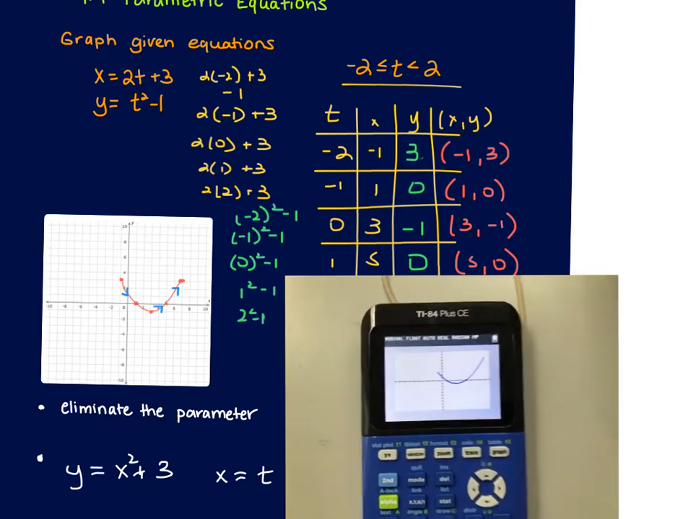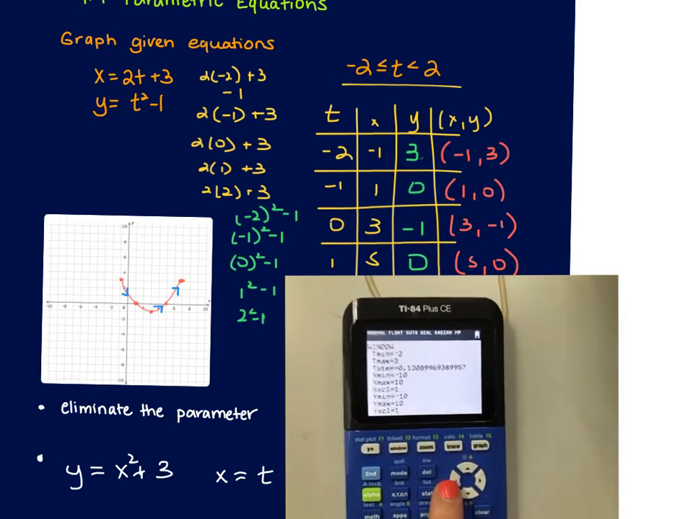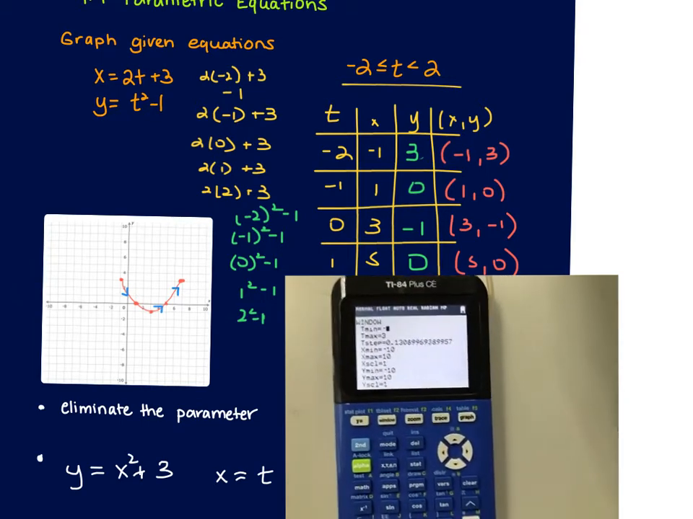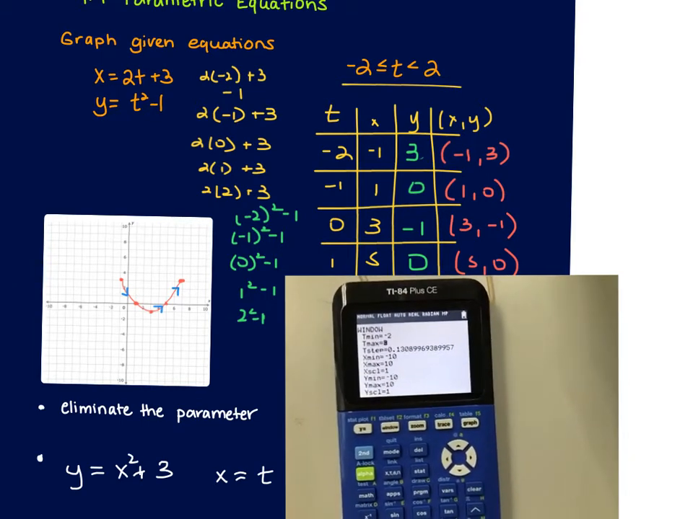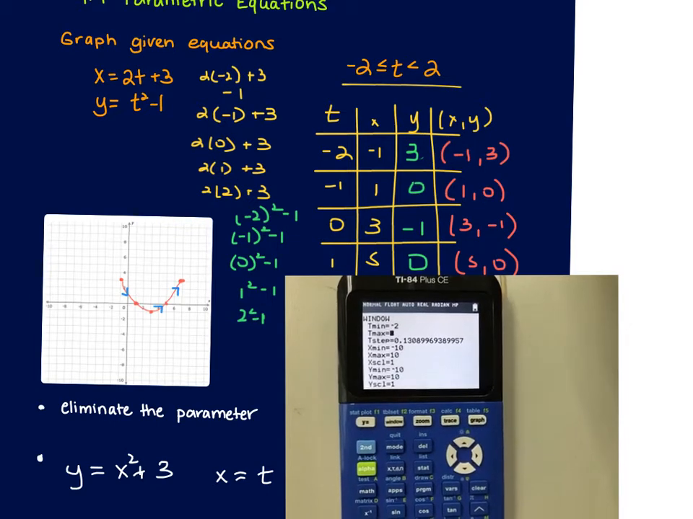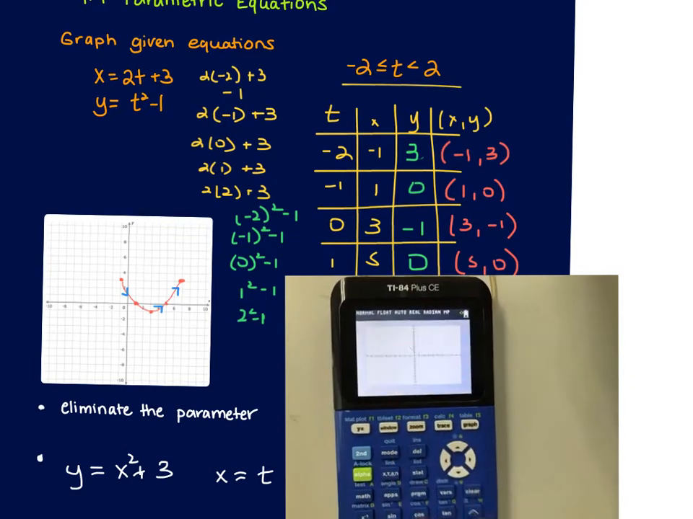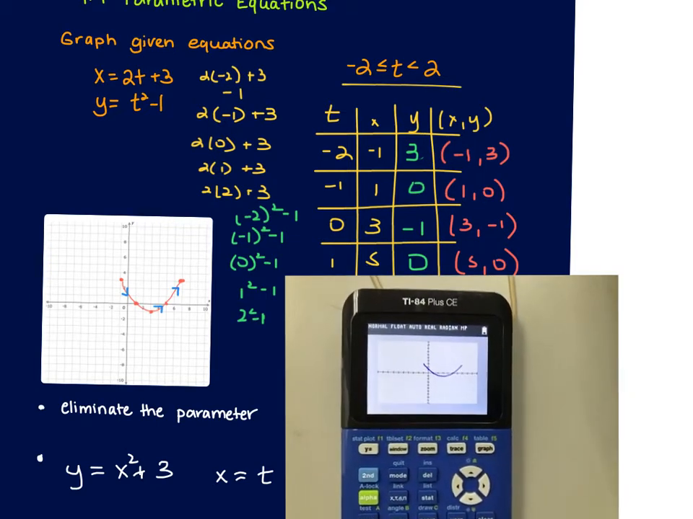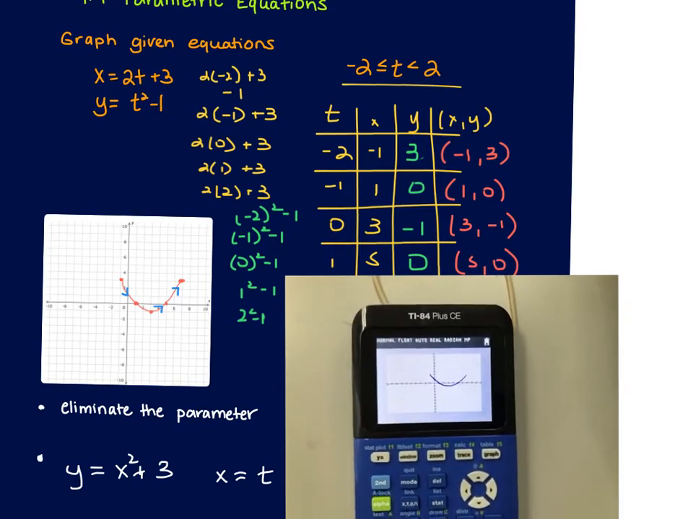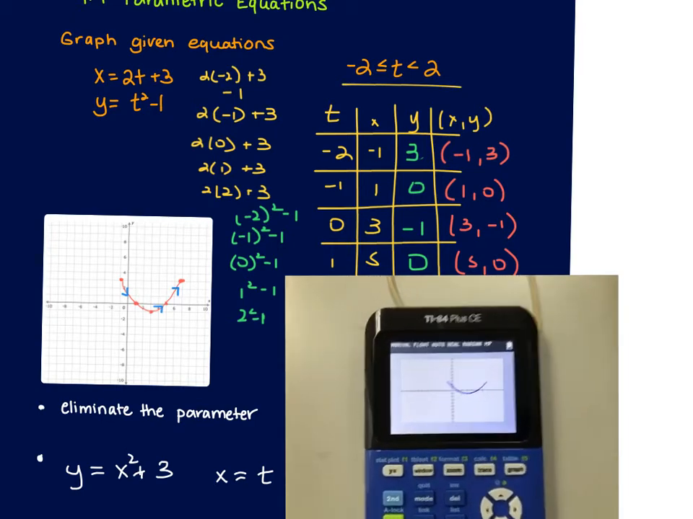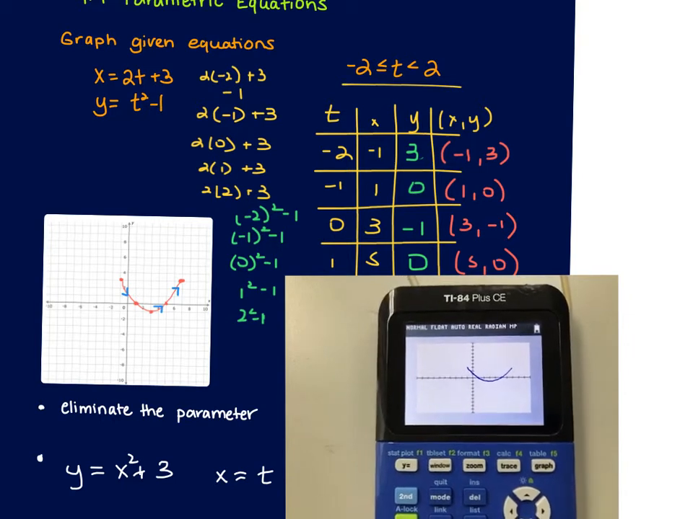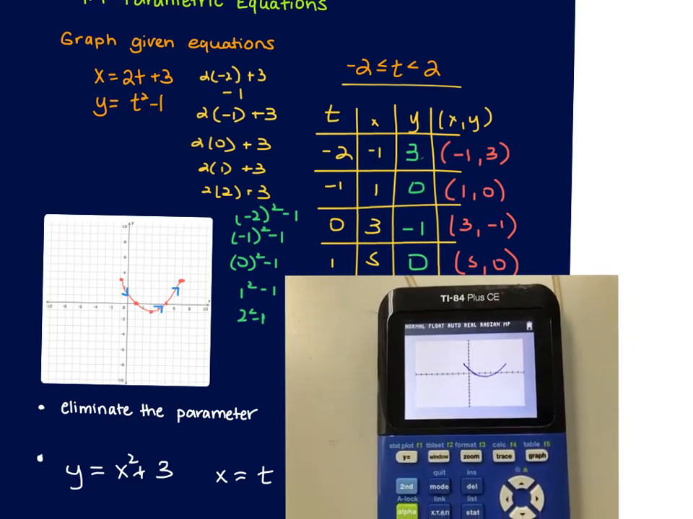If I want an exact thing, I'm going to go to the window, and I'm going to change my T-min to match my minimum, which is -2. And then my maximum to be 2. And then go back to my graph, and now it should look just like my graph. But again, this is the one time you're smarter than your calculator, right? Because your calculator doesn't know the direction of the arrows to put. You got to make sure you add those on.